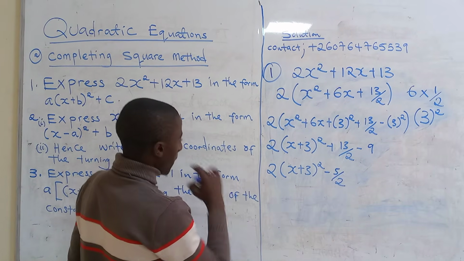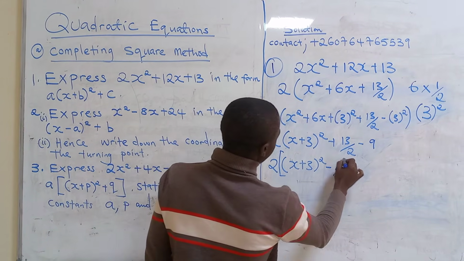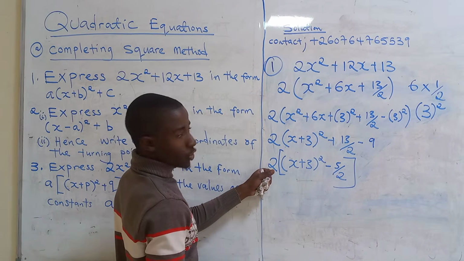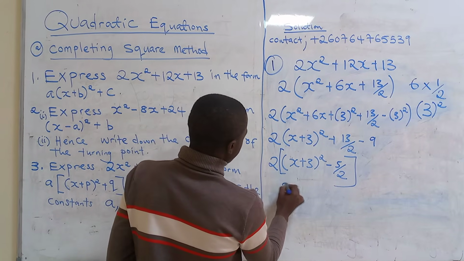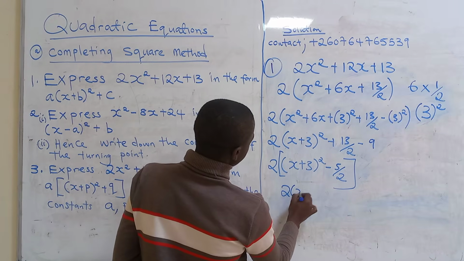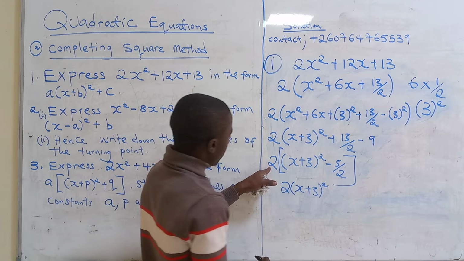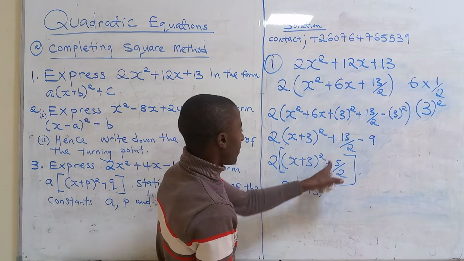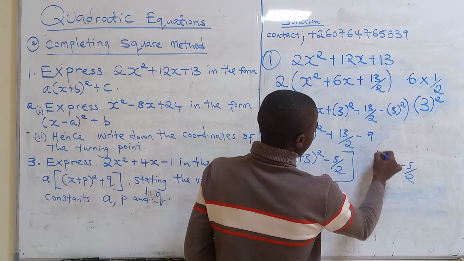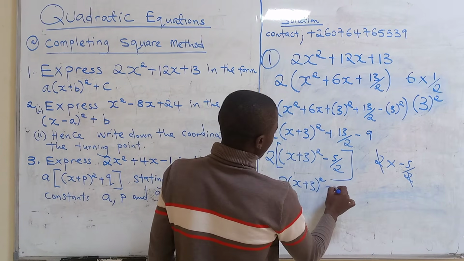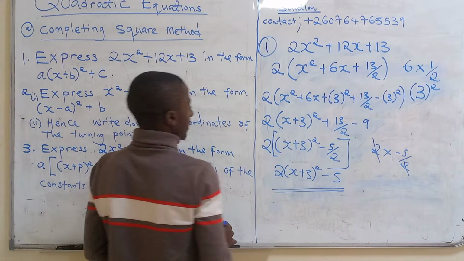Now what I'm going to do is multiply the entire equation by 2. So 2 should be multiplied with this bracket there. That is 2 open brackets x plus 3 squared minus, and 2 should also be multiplied with the other term. So that is 2 times negative 5 over 2. This one and that one will cancel. We are going to remain with the negative 5. So this is now our final answer.